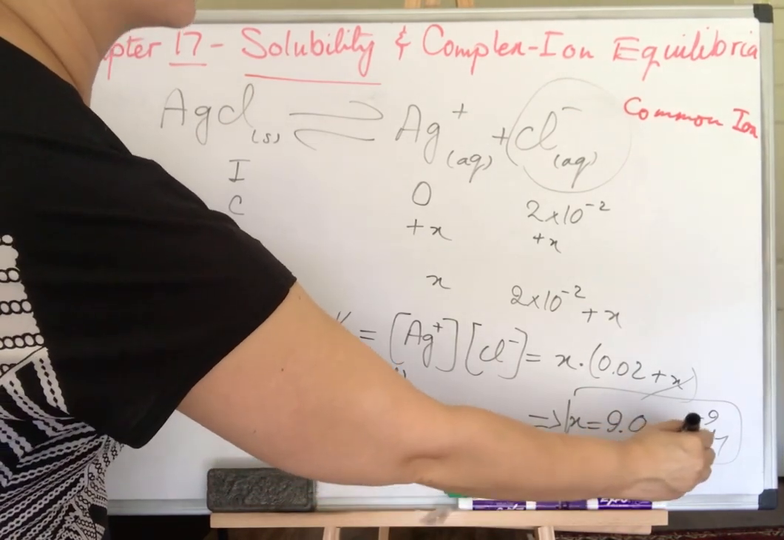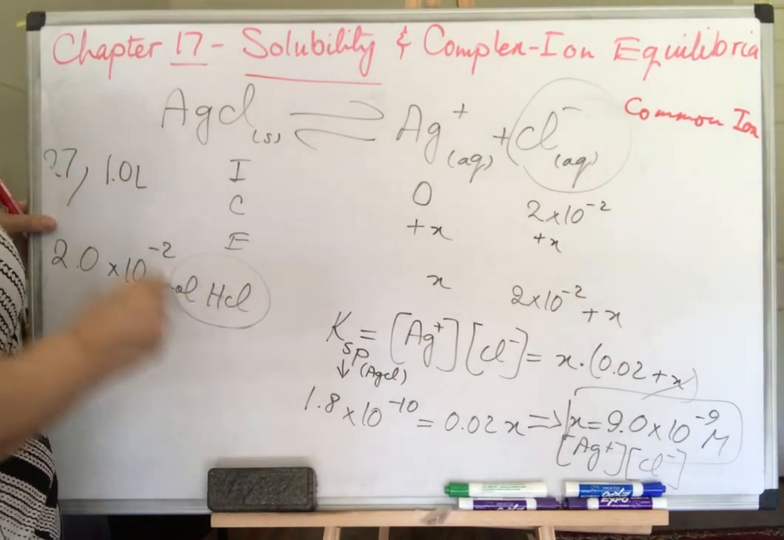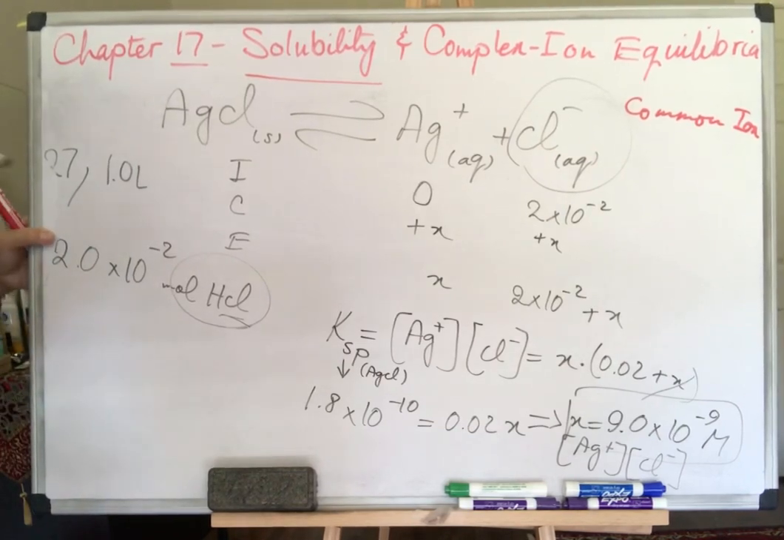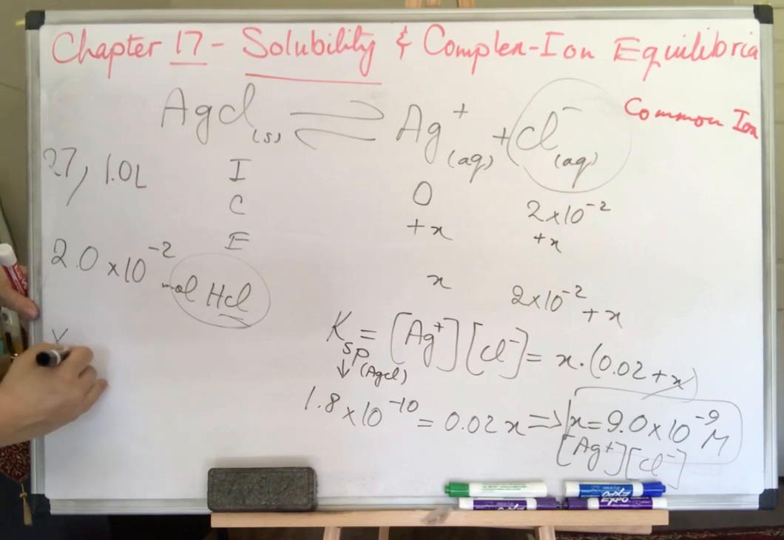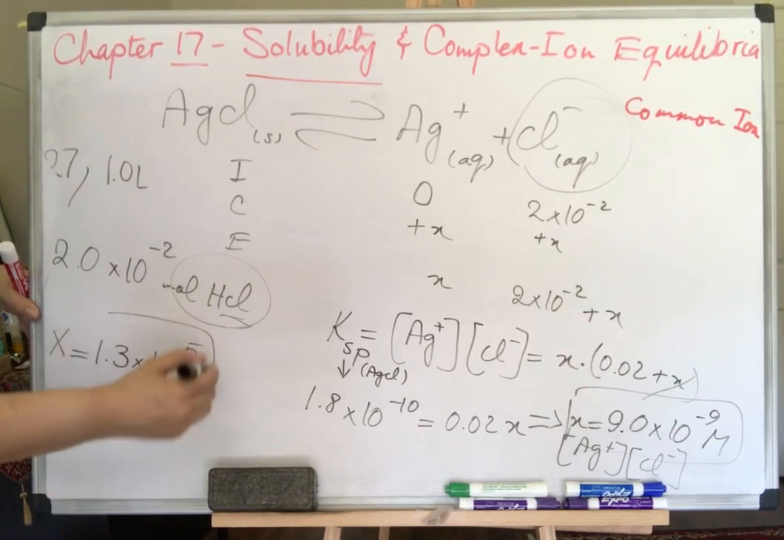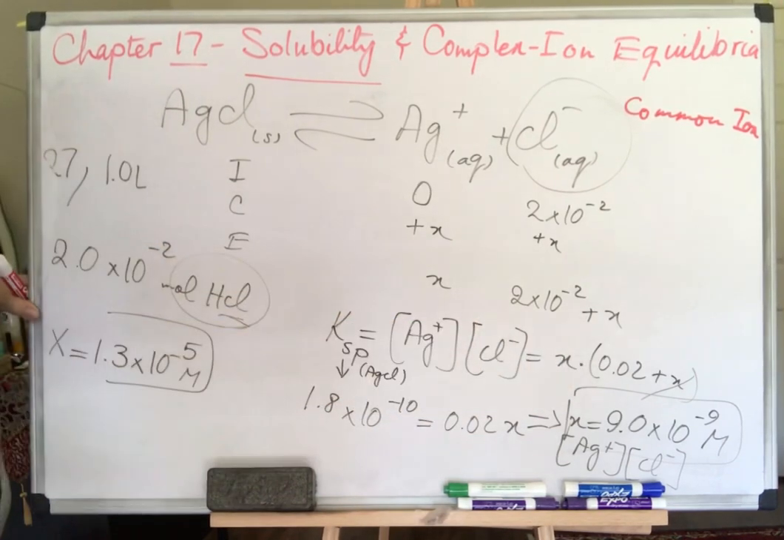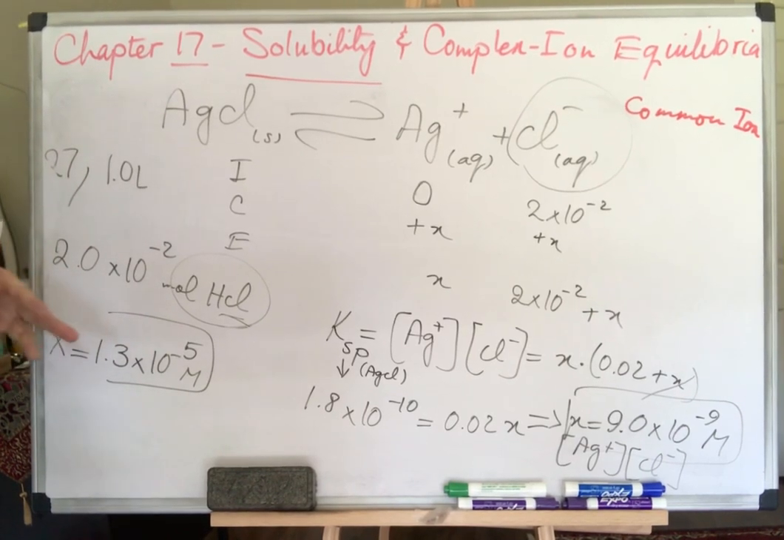This is the solubility of AgCl in the presence of HCl, which provides a common ion. If you compare it to the solubility of just AgCl, the solubility without any common ion is 1.3 times 10 to negative 5. So you see, a common ion changes it from 10 to negative 5 to 10 to negative 9. So by adding a common ion, the solubility will decrease.